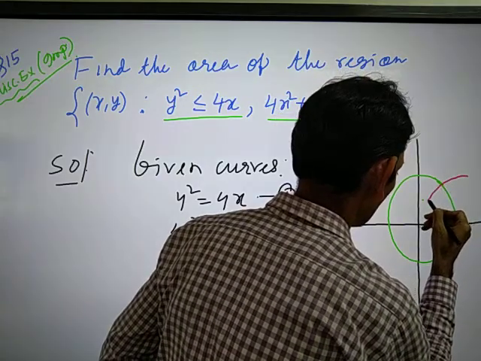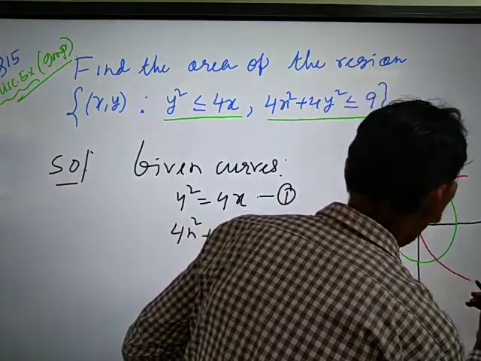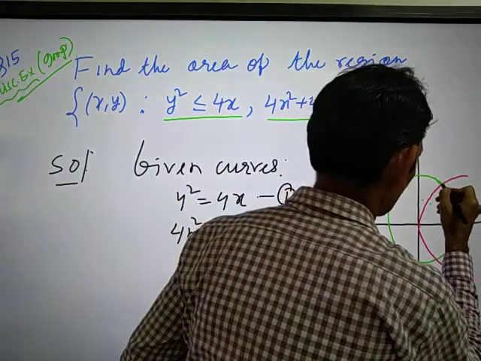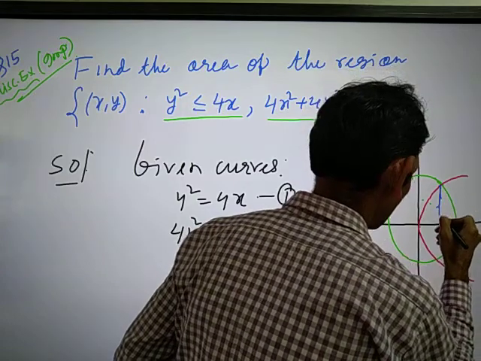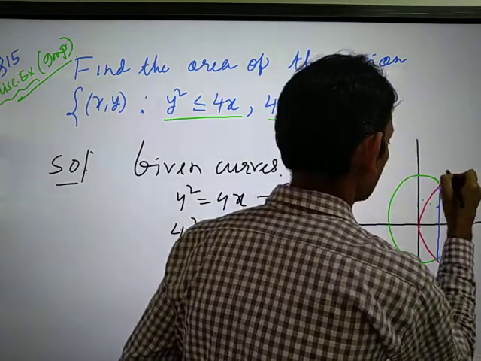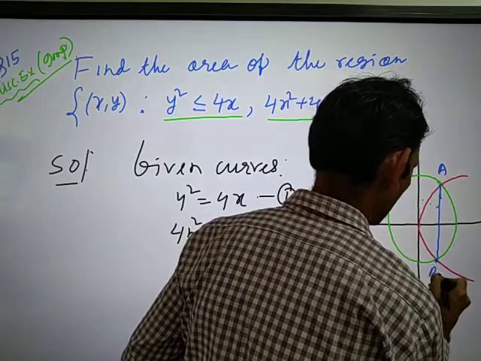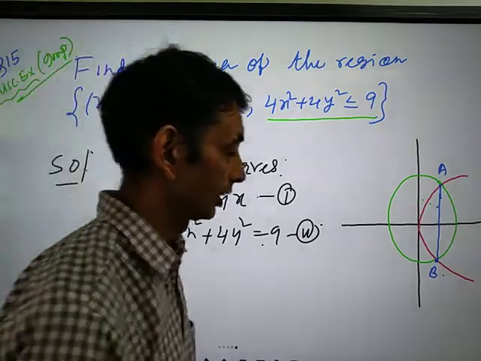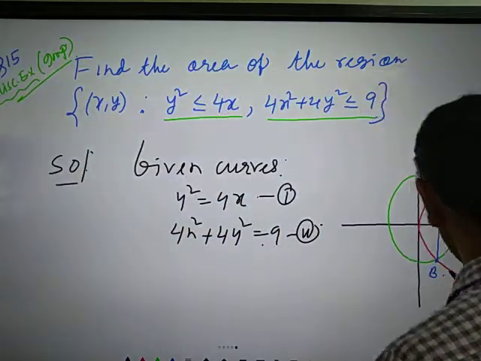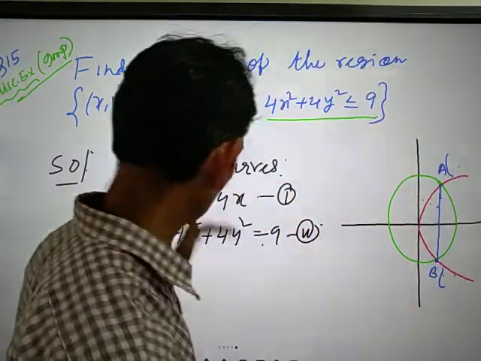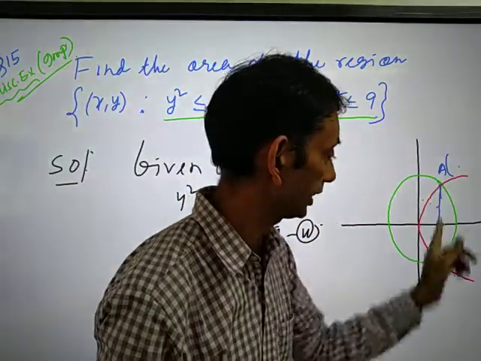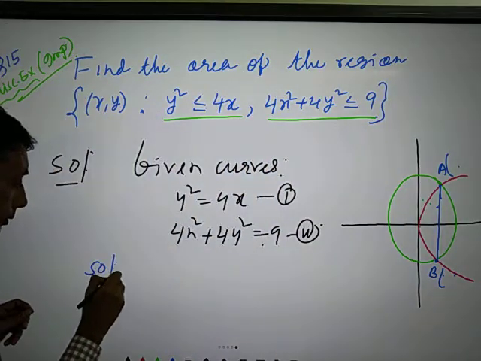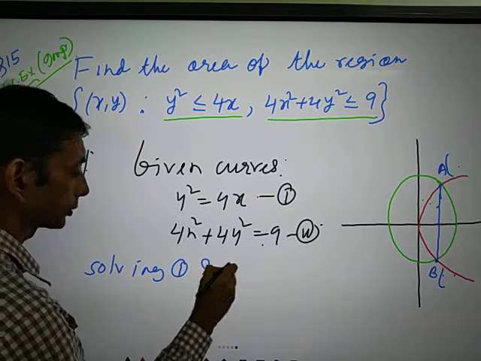Equation of the parabola. Fine. And we'll draw a line. Let's say this is A and this is B. It's becoming a little colorful since we have those options, right? Now we'll just solve these two equations to get the points of intersection A and B. So we can solve this, that is solving 1 and 2.